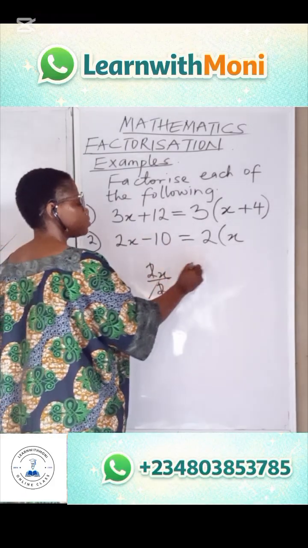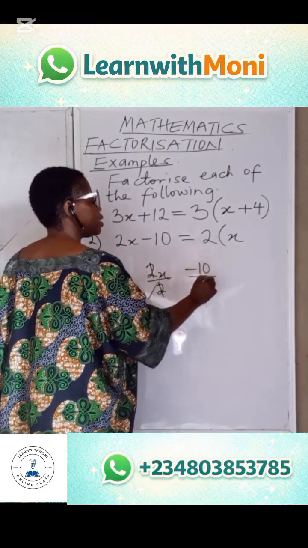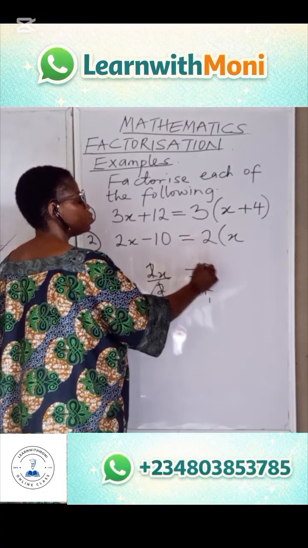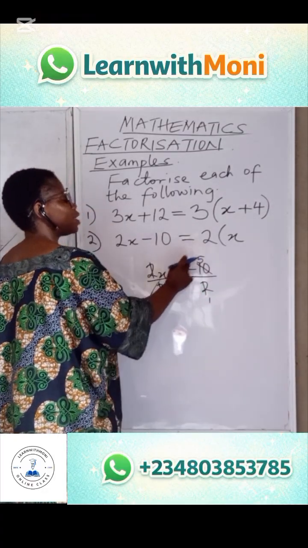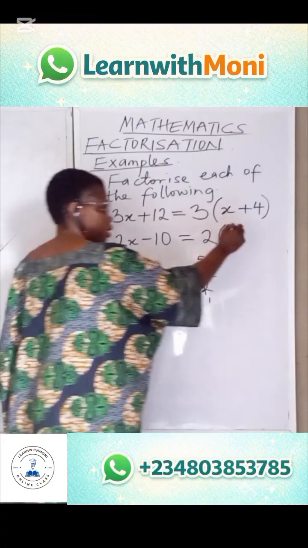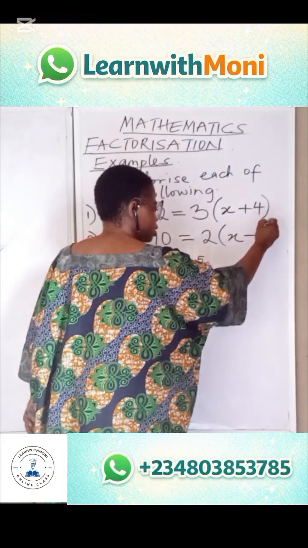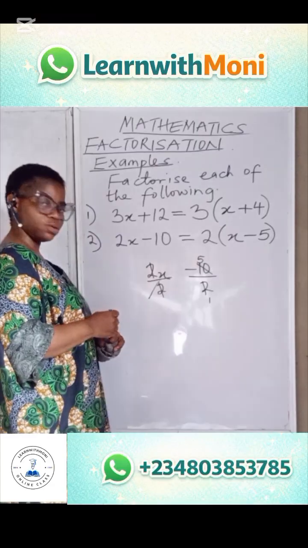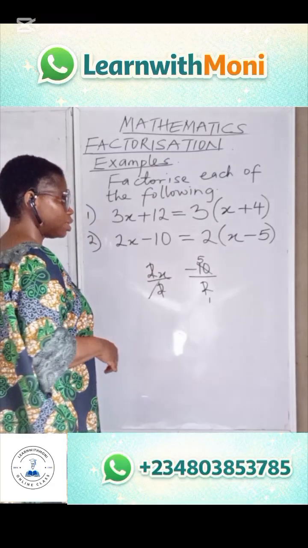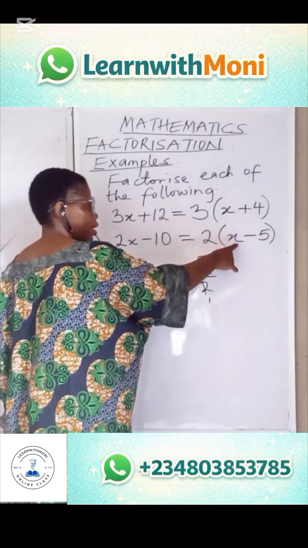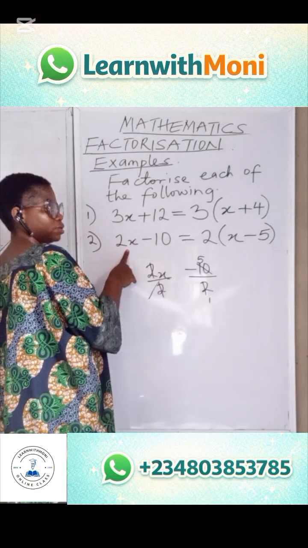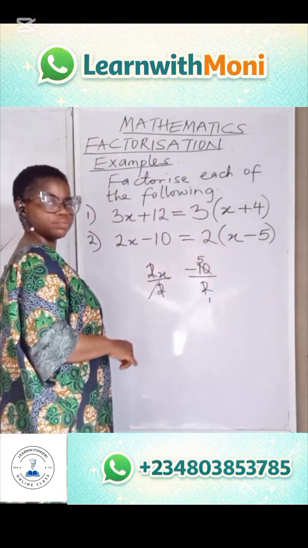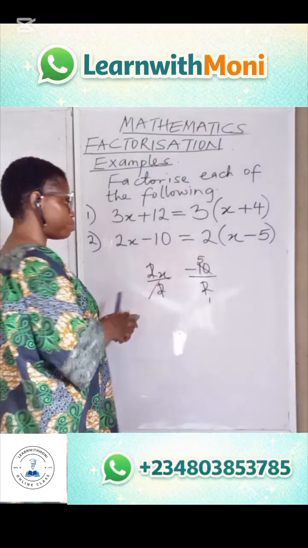Now I have minus 10 divided by 2. 2 divides 2 once, 2 divides 10, 5. That is minus 5. And it is the minus 5 I'll put in this bracket. When you try to do the opposite, which is removing brackets, that will be 2 times x, 2x, 2 times minus 5, minus 10. Let's see more examples.